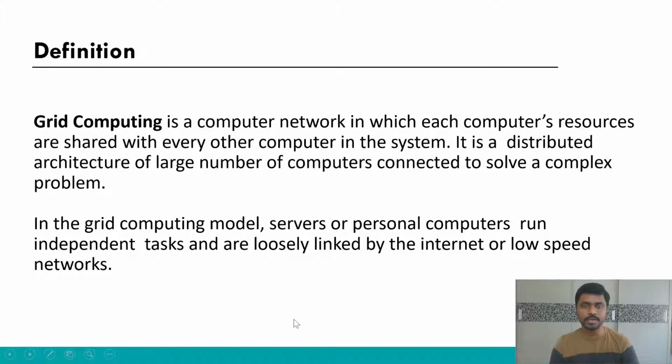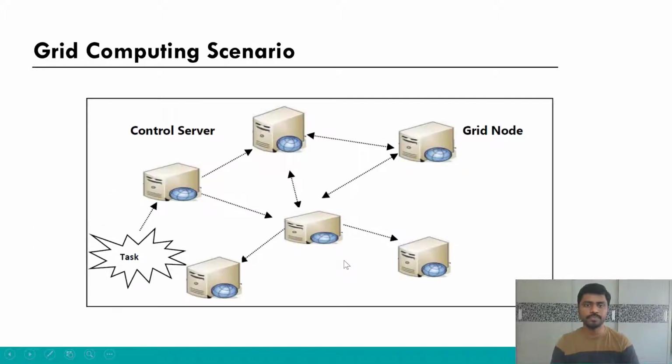Now this is a diagrammatic representation of how grid computing can exist. If you see in this diagram, there is a control server. One server will be there. These are all called nodes. All of them are computers, and these are all connected via internet.